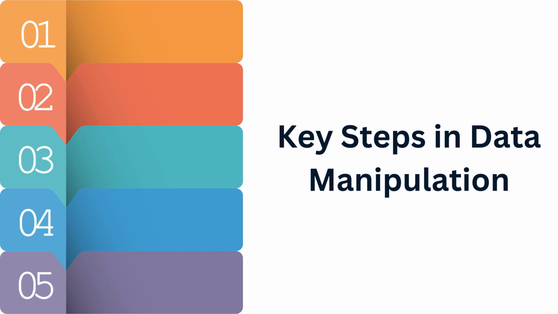Next, let's see about key steps in data manipulation. First one is cleaning the data. It involves removing duplicates, handling missing values, and correcting the errors. Next one is organizing the data. Organizing data involves sorting and arranging data in a specific order for easy interpretation.